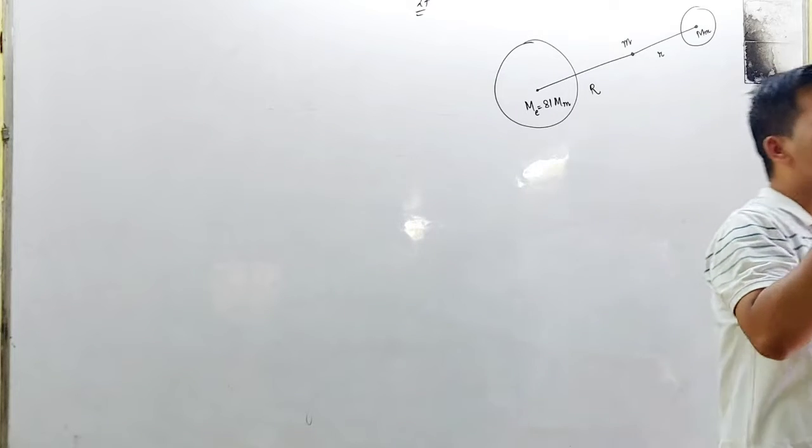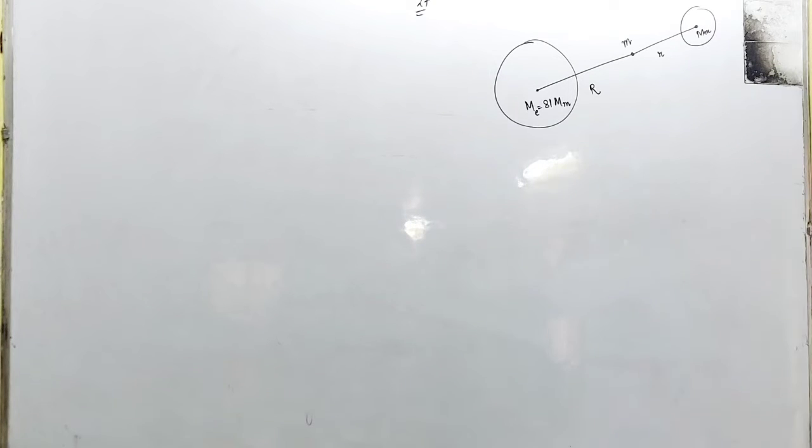Here we have a mass small m which is placed in between Earth and the moon, at a distance capital R from the core of our Earth and small r from the core of the moon. The distance of the object from the Earth is capital R, and from the moon it is small r.